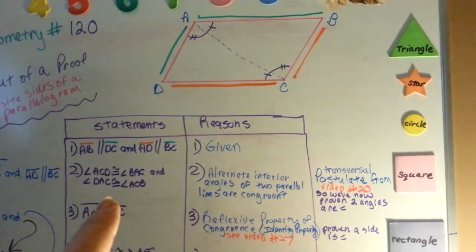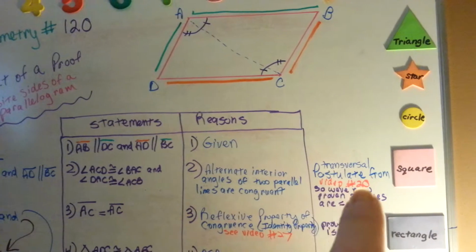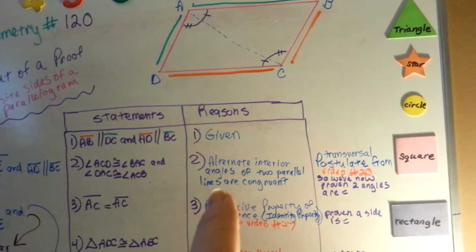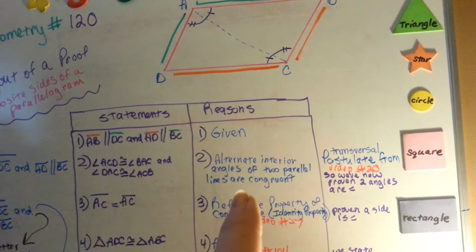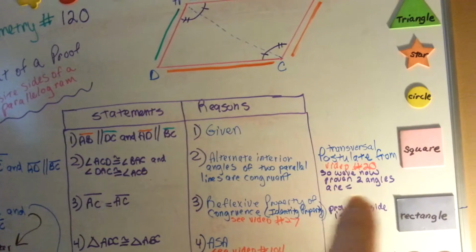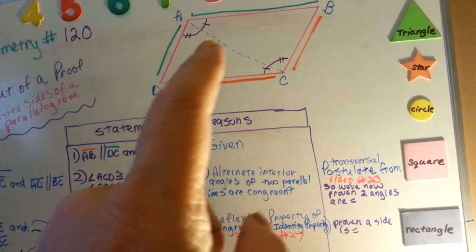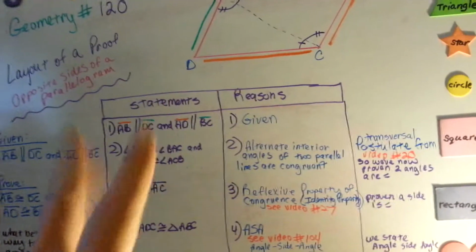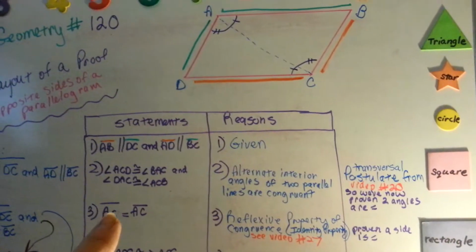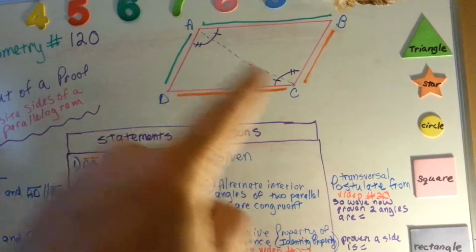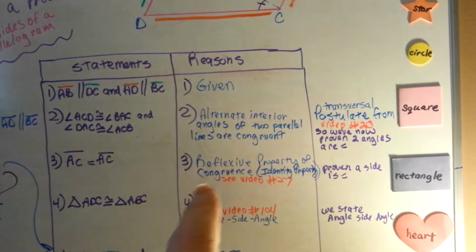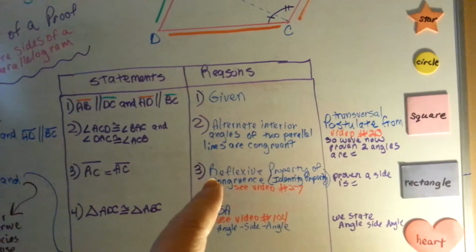Our reasoning for that is, if you remember back in video number 20, we talked about transversals. And there was a postulate that mentioned that alternate interior angles of two parallel lines are congruent. So we've now proven two angles are congruent. This angle and this angle. We got two angles now that are congruent. Good job, right? So now we're going to say that AC is equal to AC, because it's a shared line for the two triangles. And that's reflexive property or identity property, okay?